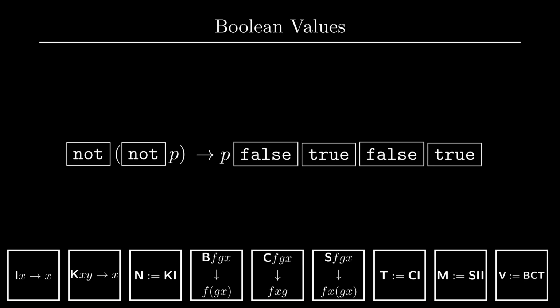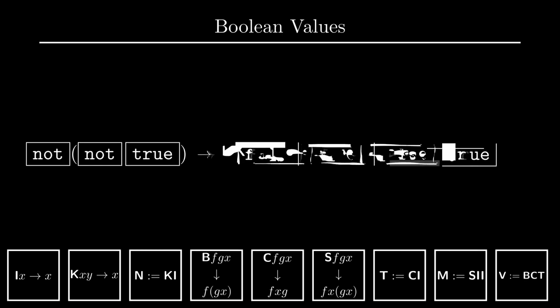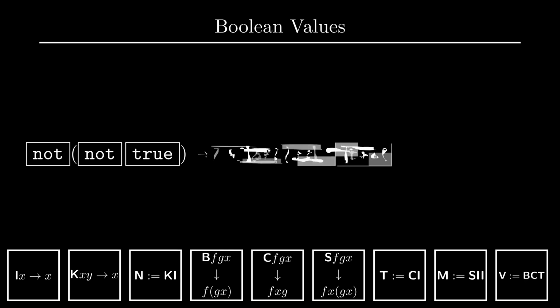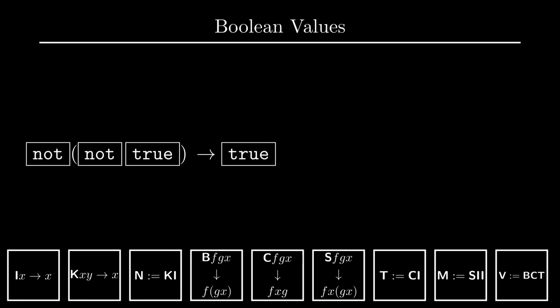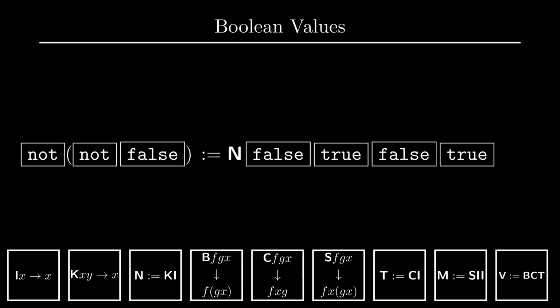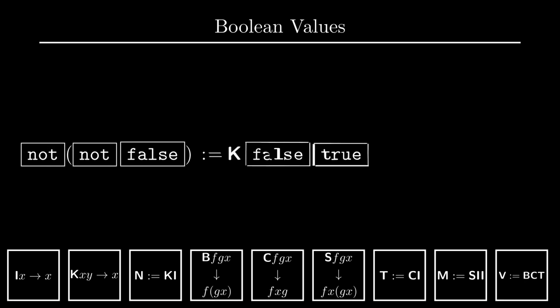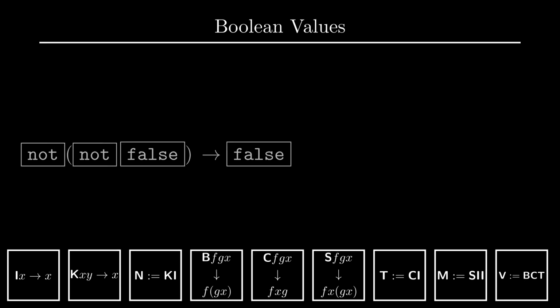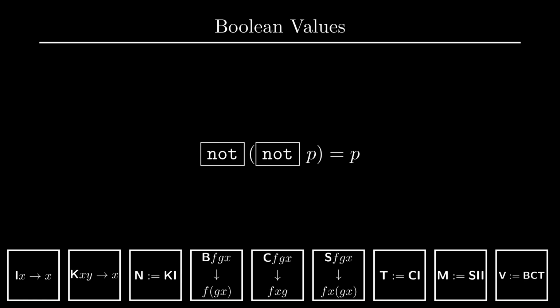We cannot continue the evaluation of the program until we know the value of p. We consider both possible values of p. If p is true, then the evaluation would continue like this. If p is false, then the evaluation would be this. Thus, if p is true, then not of not p reduces to true, and if p is false, then not of not p reduces to false. This proves that not of not p and p are extensionally equal.